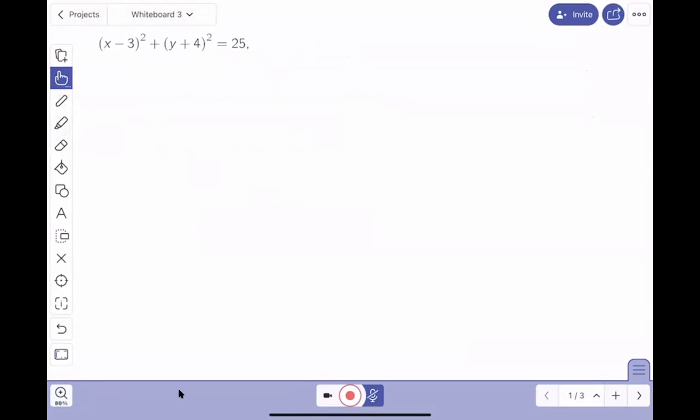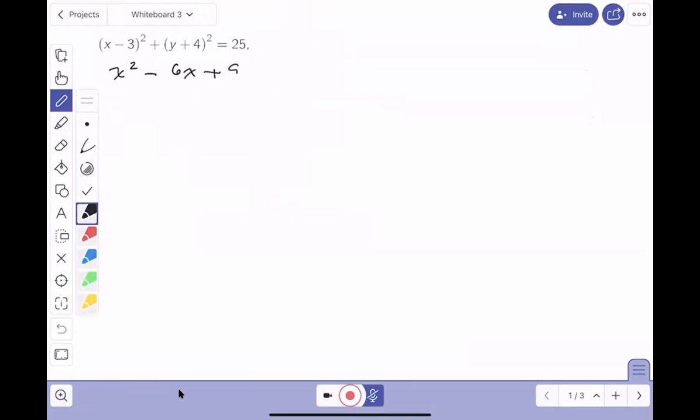Now, I want to claim that if it's written this way, it's nice to have it written this way, but this could be simplified. And someone says, what do you mean simplified? Someone could expand it. And if they did that, what would they get? They'd get X squared minus 6X plus 9 plus Y squared plus 8Y plus 16 is 25. And we expanded it. There's no doubt about it. Now, I'm not going to say that it simplified it, but that's an expansion.